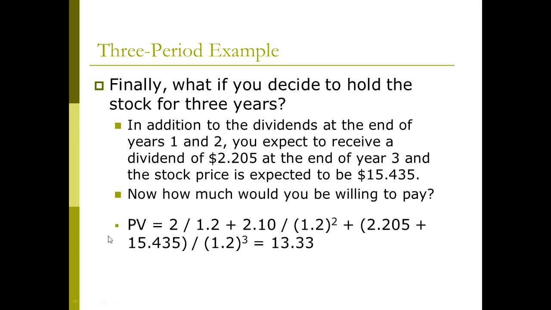Okay, again, we discount all cash flows. First year, $2, discounted at 1 plus 20%. Second year, second dividend, $2.10, discounted at 1 plus 20% squared. Plus, the last year you receive the last dividend payment, plus the money you get from selling the stock, $15.435, discounted at 1 plus 20% to the power of 3 years. Again, the stock price is $13.33.